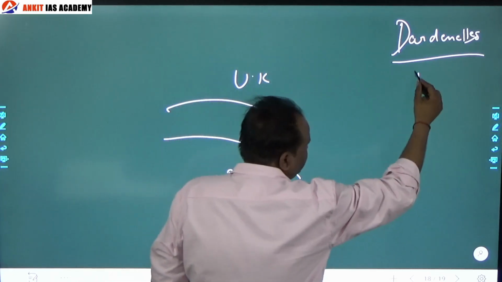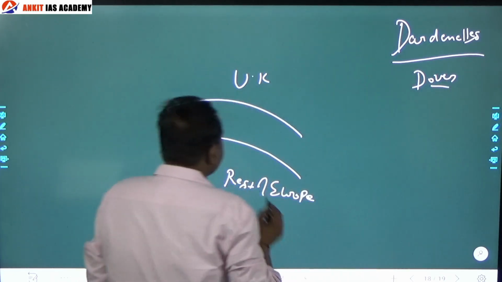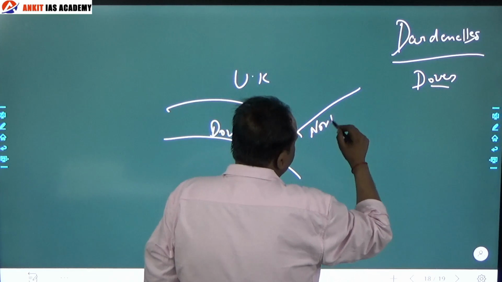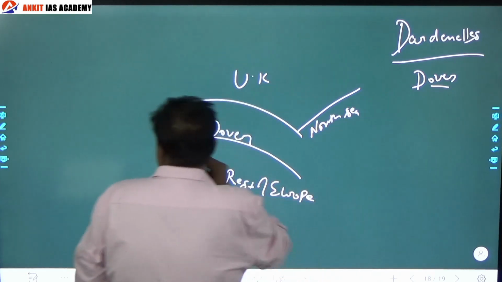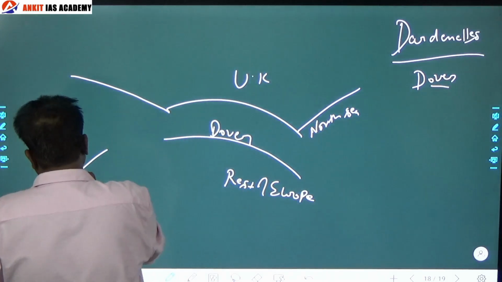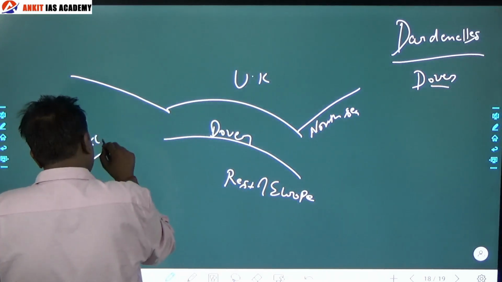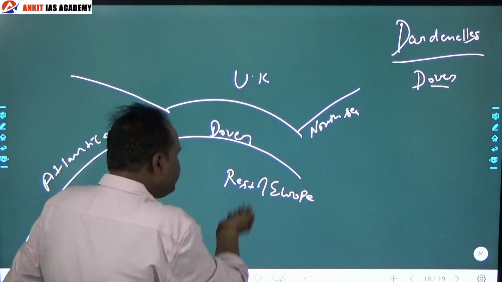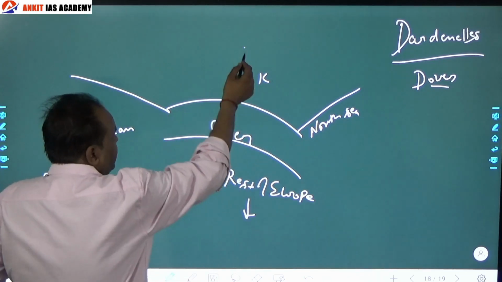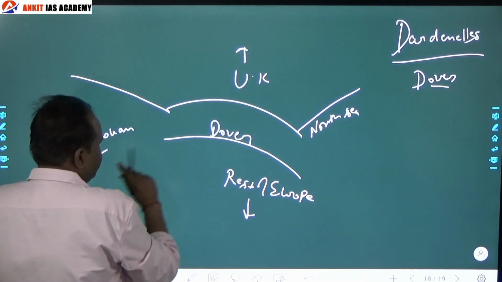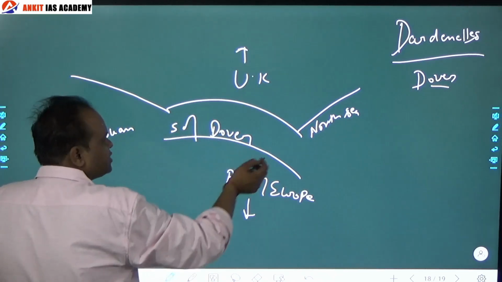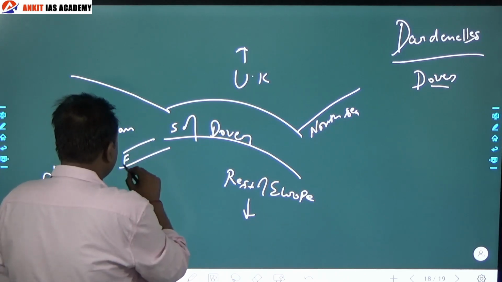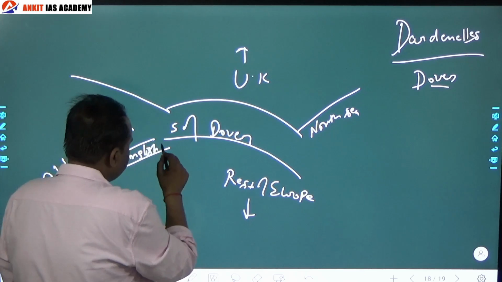Next is Strait of Dover. It connects North Sea with Atlantic Ocean and is located between or separates rest of Europe and UK. The Strait of Dover connects North Sea with Atlantic Ocean through English Channel.